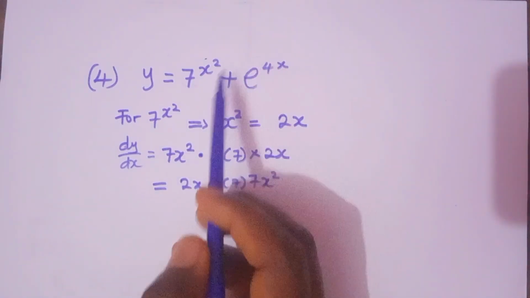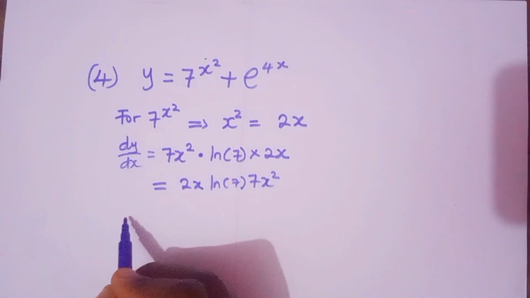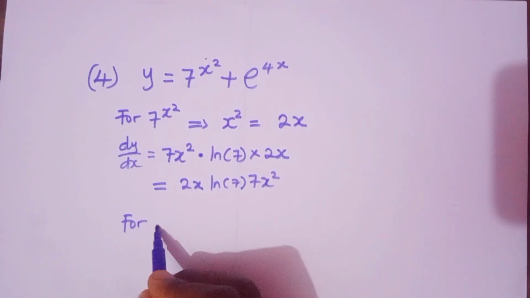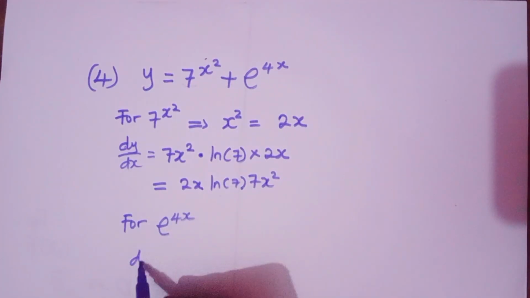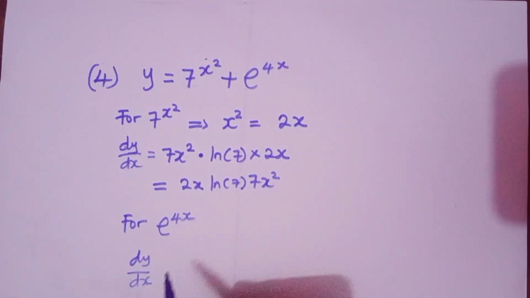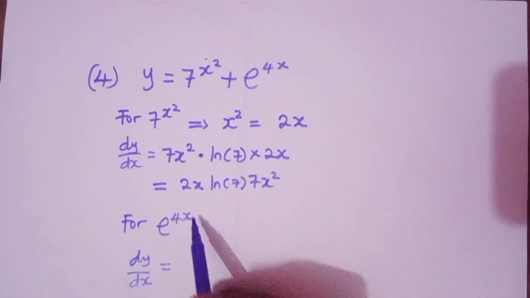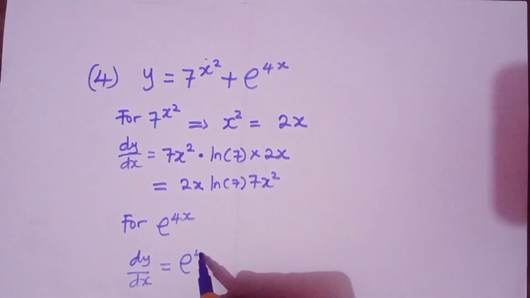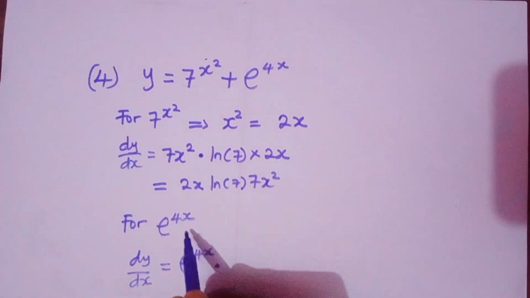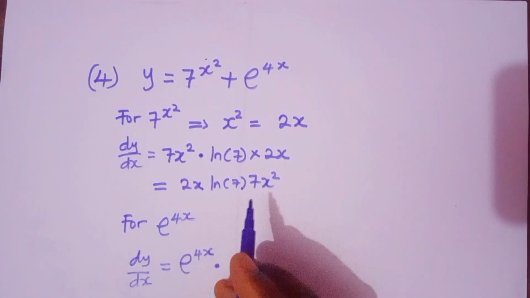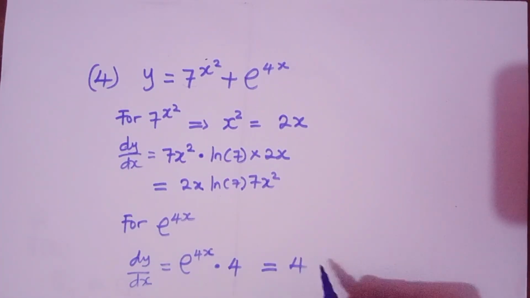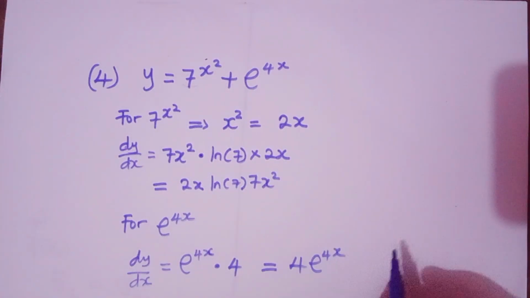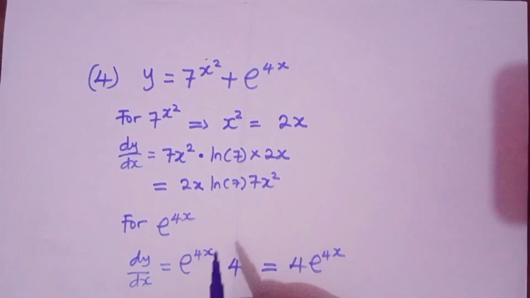Then let's solve the second one. For e raised to the power 4x, the differential of this, dy/dx is equal to, repeat the same stuff, e raised to the power 4x, then you multiply it by the differential of the power. The differential of the power is 4. So we have 4e raised to the power 4x. Since we are done differentiating the two, then put them together.